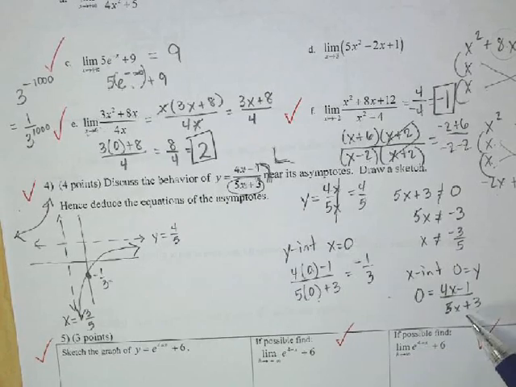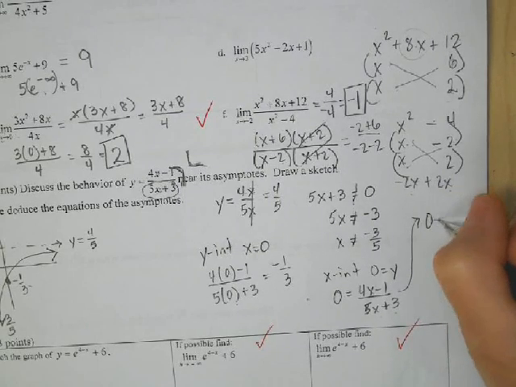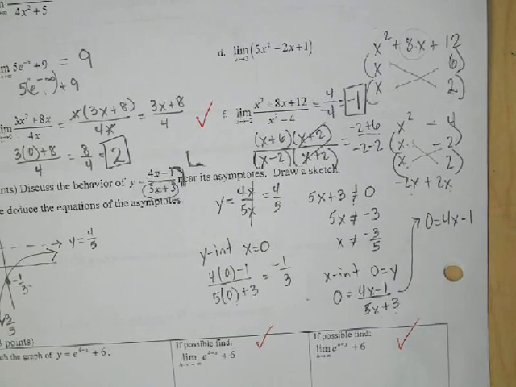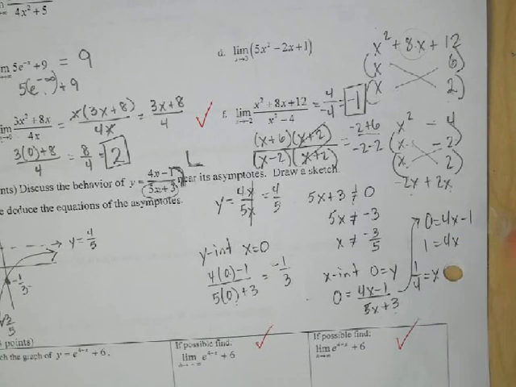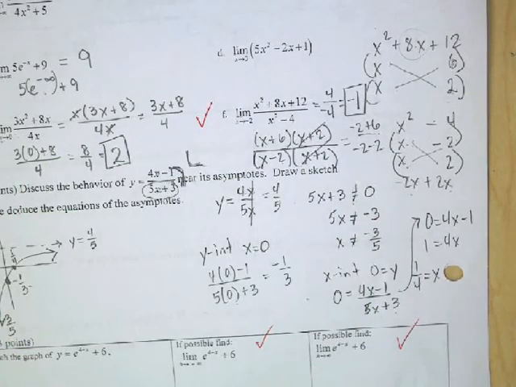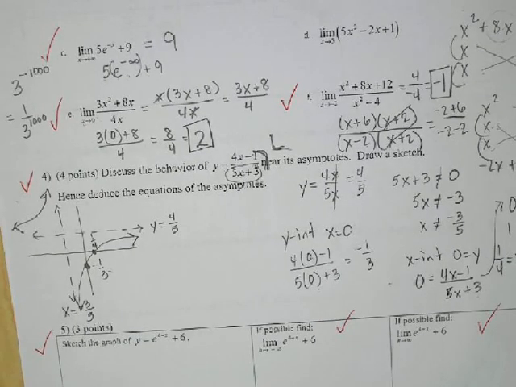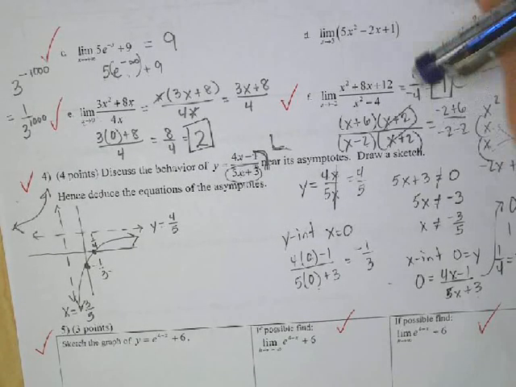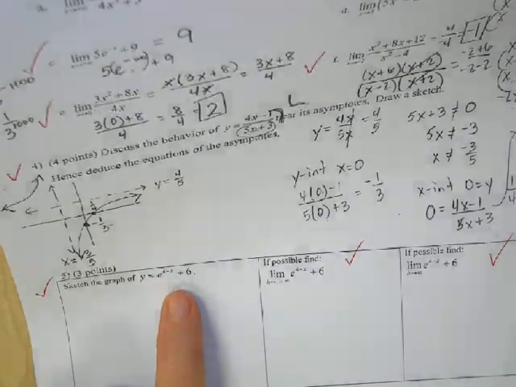Multiply both sides by 5x plus 3. Well, 5x plus 3 times 0 just cancels out, so I'm left with 0 equals 4x minus 1. Add 1 to both sides, divide both sides by 4. I get 1/4 is equal to x. That makes sense right there. That's 1/4. And there you have it. Okay, so there's my sketch. Ta-da.